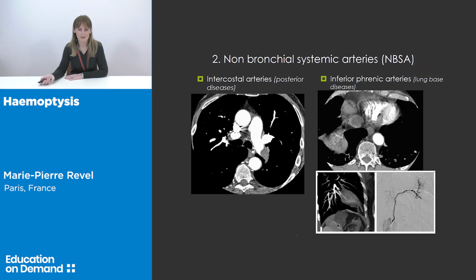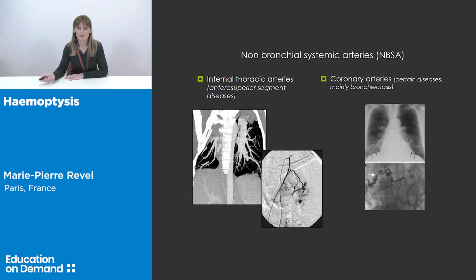Non-bronchial systemic arteries are also involved in some patients. This is here an enlargement of the intercostal arteries, here of the phrenic arteries. And in some patients, I already showed this example, it comes from the internal thoracic arteries, and very rarely, but mainly in patients with bronchiectasis, the coronary arteries are involved, and it's very, very dangerous to perform the embolization. We need absolutely to have very selective catheterization because, of course, it's very dangerous to send some material within the coronary arteries.